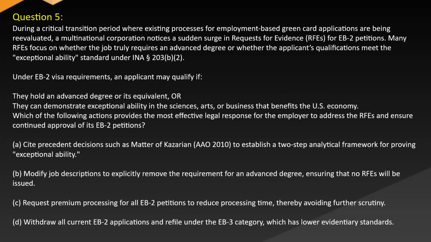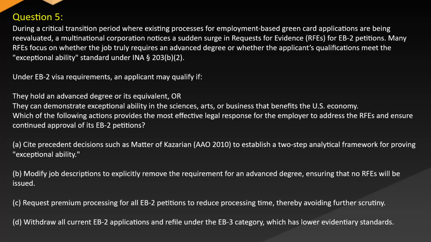During a critical transition period where existing processes for employment-based green card applications are being reevaluated, a multinational corporation notices a sudden surge in requests for evidence (RFEs) for EB-2 petitions. Many RFEs focus on whether the job truly requires an advanced degree or whether the applicant's qualifications meet the exceptional ability standard under § 203(b)(2). Under EB-2 visa requirements, an applicant may qualify if they hold an advanced degree or its equivalent, or they can demonstrate exceptional ability in the sciences, arts, or business that benefits the U.S. economy. Which of the following actions provides the most effective legal response for the employer to address the RFE and ensure continued approval of its EB-2 petitions?